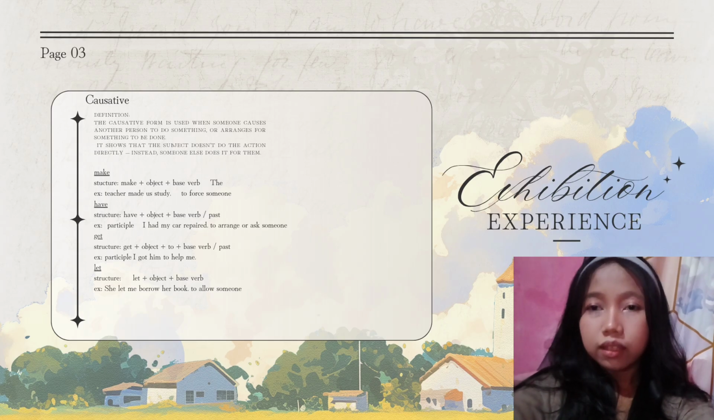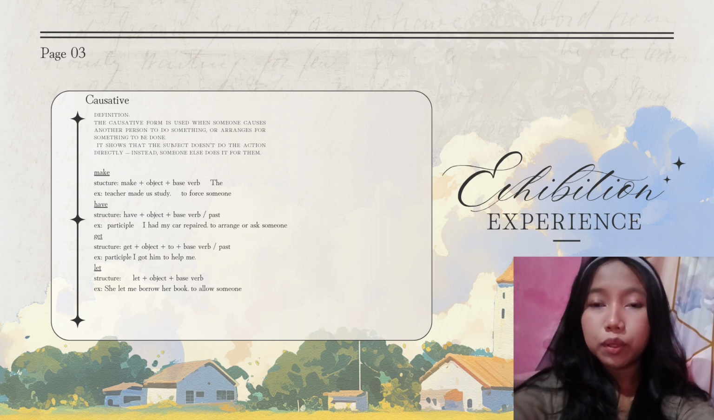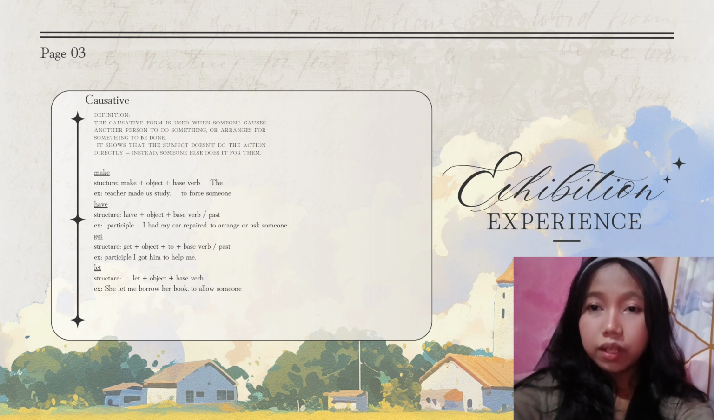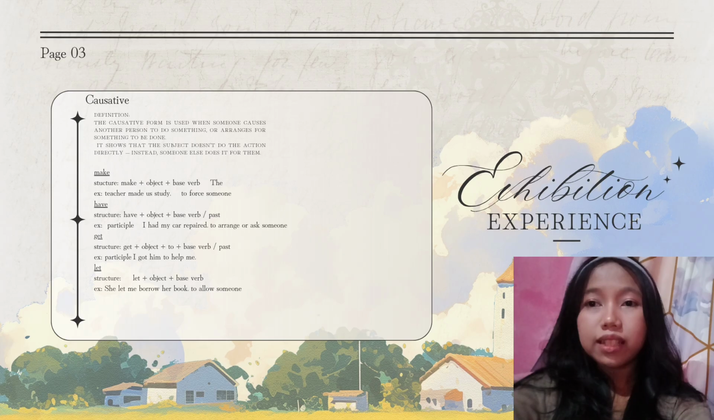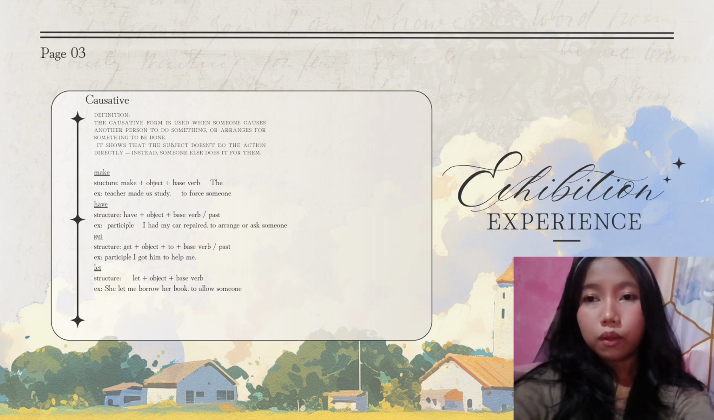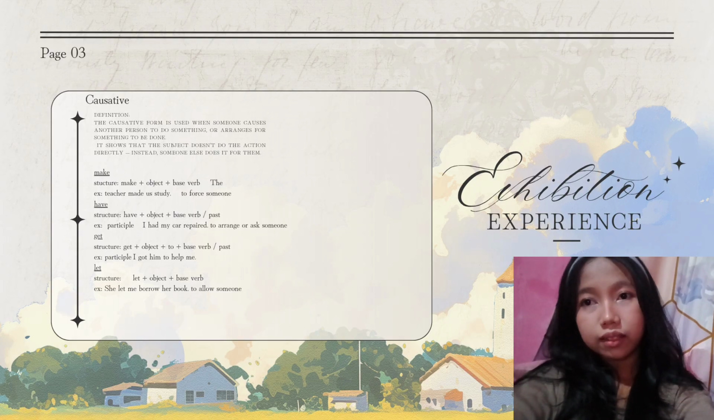Next is let. The structure is let plus object plus base verb. The example is she let me borrow her book. Next is help. The structure is help plus object plus to plus base verb. The example is he helped me to do the homework. So that's all for the explanation about the passive and causative. Next, I will explain about the exercise.